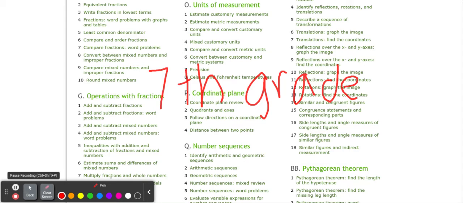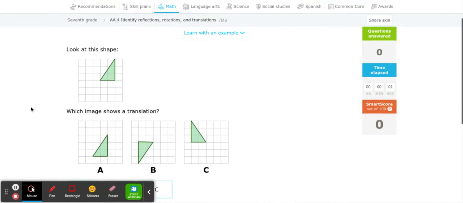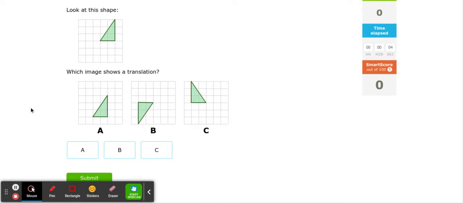Hello everyone, welcome back to 7th grade math, and today we're going to be learning how to identify reflections, rotations, and translations. We're also going to learn what they are and how to figure them out. So the question asks us, look at this shape. Which image shows a translation?